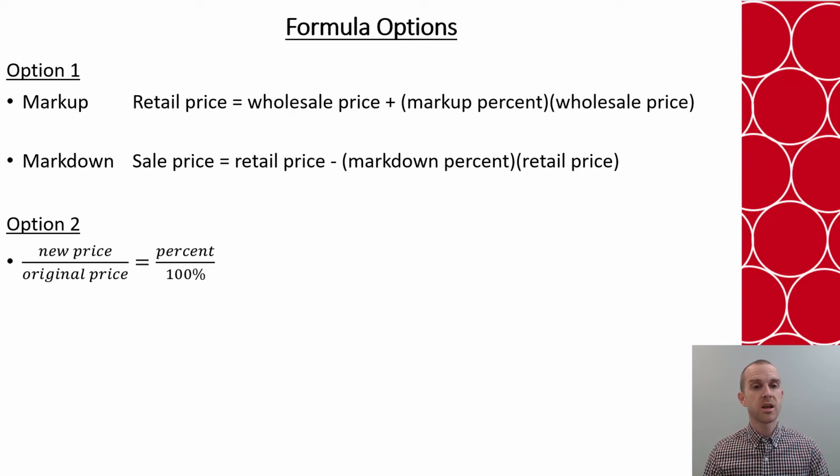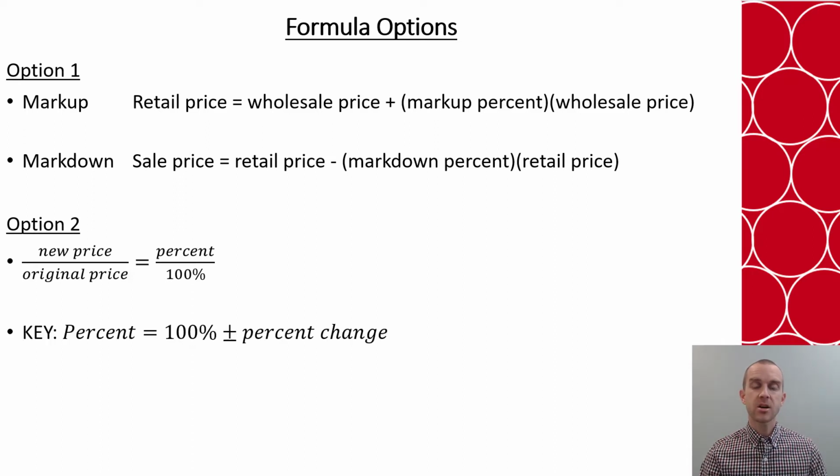Another way we can think about this is using the formula is over of equals percent over 100, but think of it in terms of this type of problem. What is the new price versus the original price? And that's going to equal our percent out of 100%. Now, what do these terms mean? We'll go through some examples to help out. But when we talk about percent, that is 100% plus or minus that change.